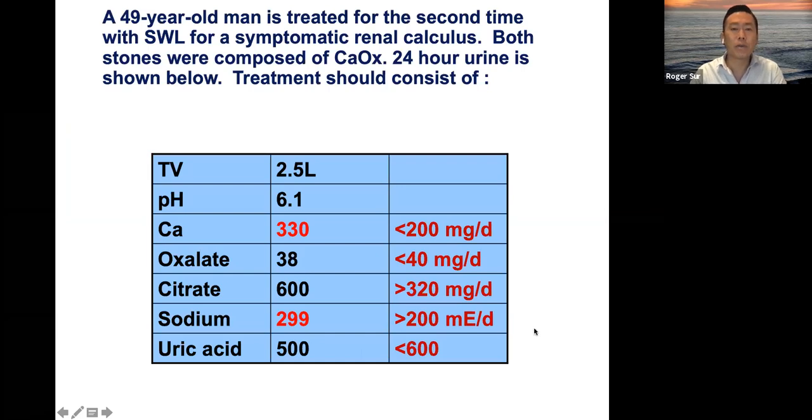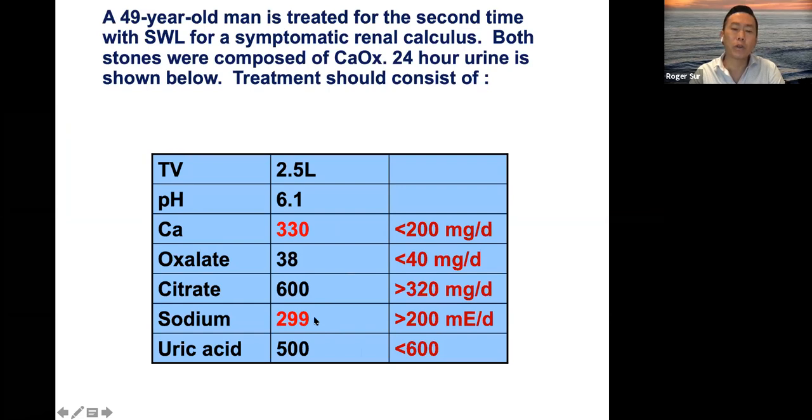So here's an example of a 24-hour urine study. Let's go through it so we can learn about it. This is a 49-year-old gentleman who is treated for this. He's had 2 stones, so he's a recurrent stone former, and he makes calcium oxalate stones. What you can see here is that he's pouring a lot of calcium into his urine, 330. The upper limits of normal is 200. He's also got a lot of sodium in his urine. Upper limits of normal is 200. So this is the obvious problem.